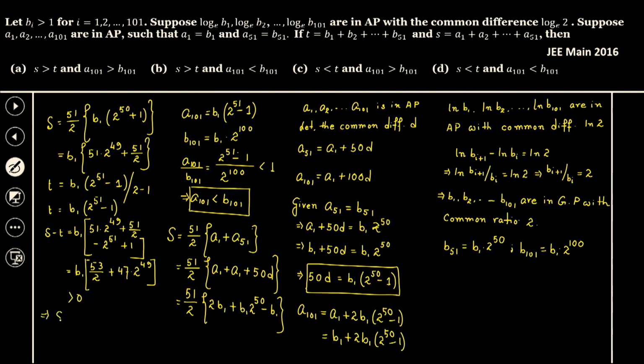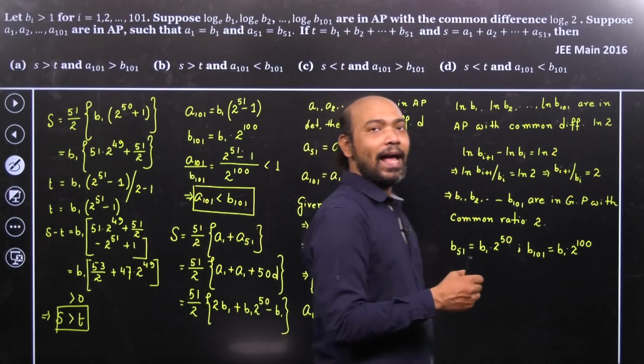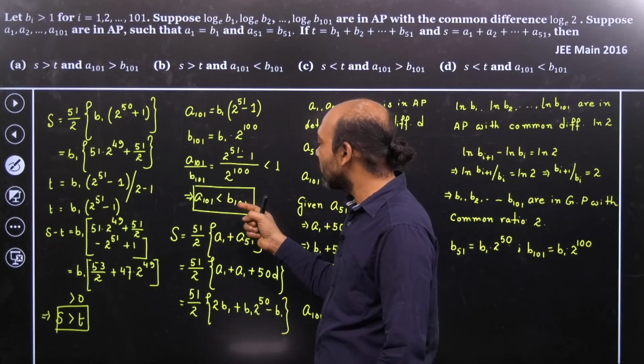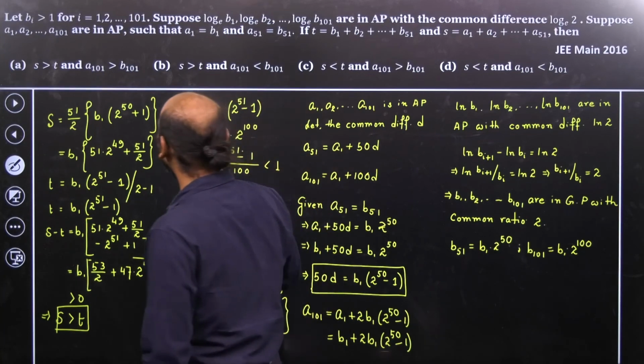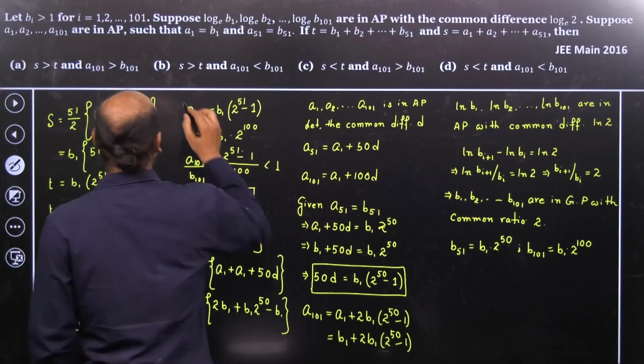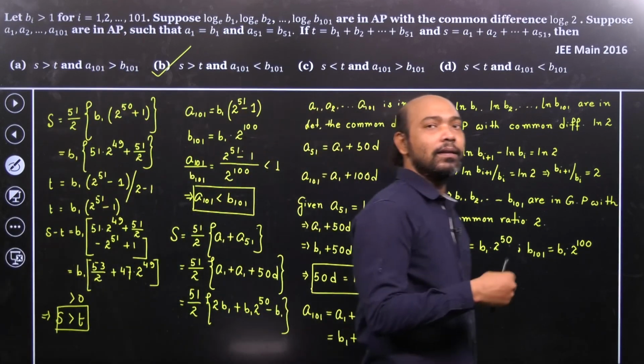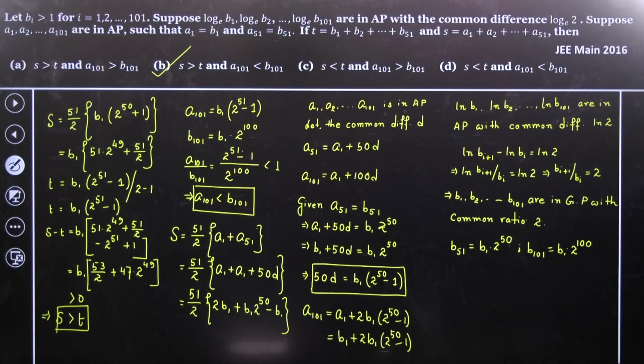That means S is greater than T. So that's it. We calculated S is greater than T and A101 is less than B101. So therefore, we can easily understand that in this particular case, obviously option B is the correct answer. And that's it. Hope you understood the problem. Thank you.